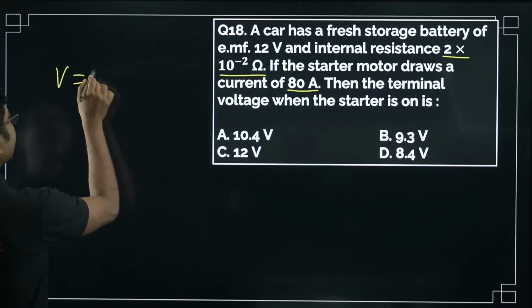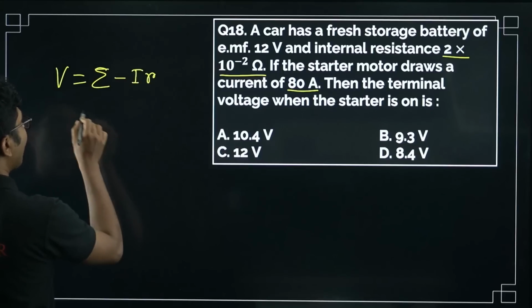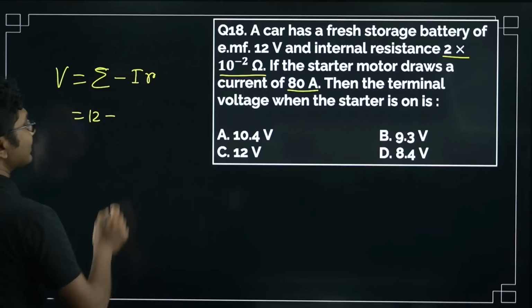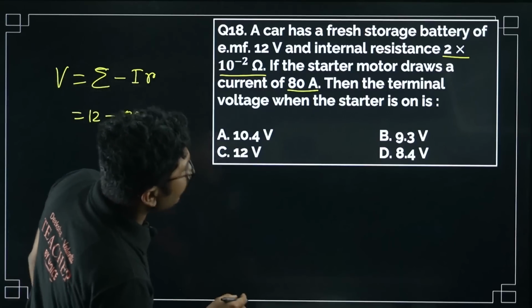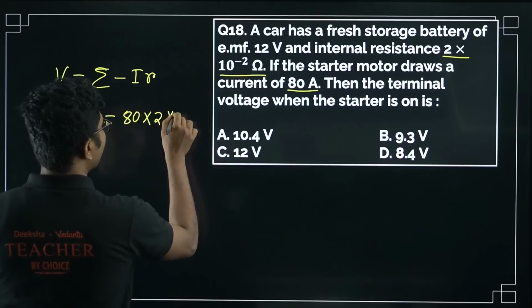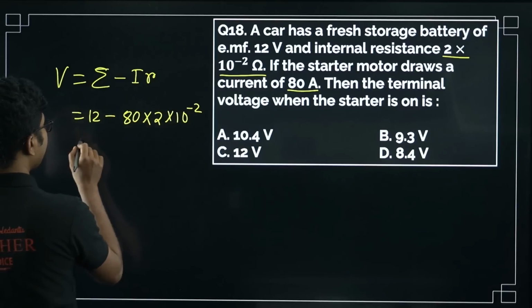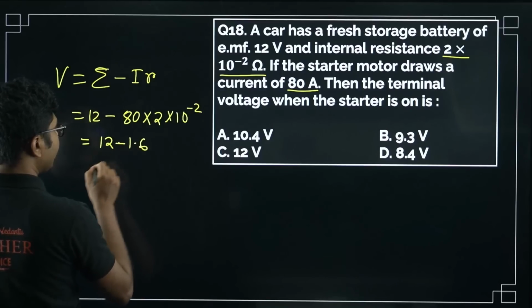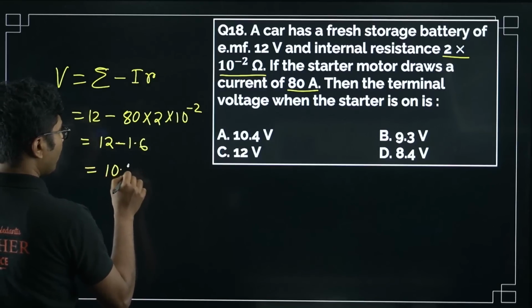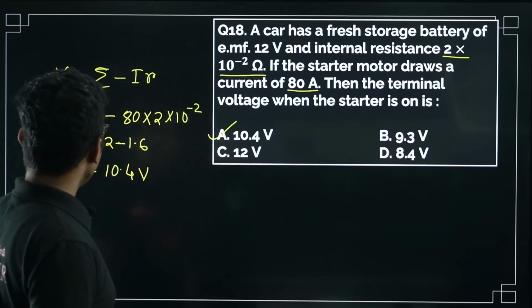What is the terminal voltage? Terminal voltage is EMF minus I into r. So EMF is 12 minus I, which is 80 ampere, times small r, which is 2 into 10 to the power of minus 2. So it will be 160 divided by 100, that is 1.6. So it will be 10.4 volts. The correct answer is option A, 10.4 volt.